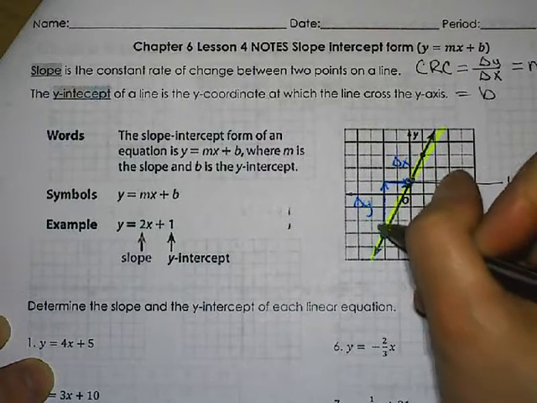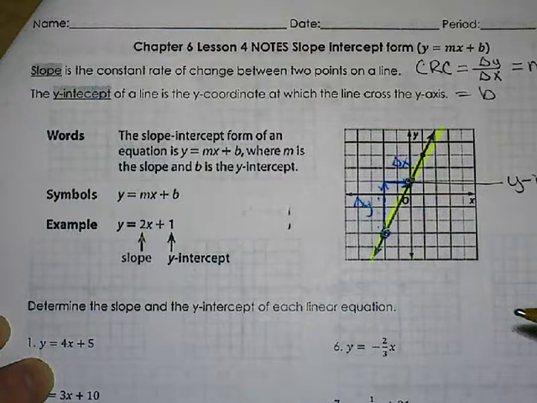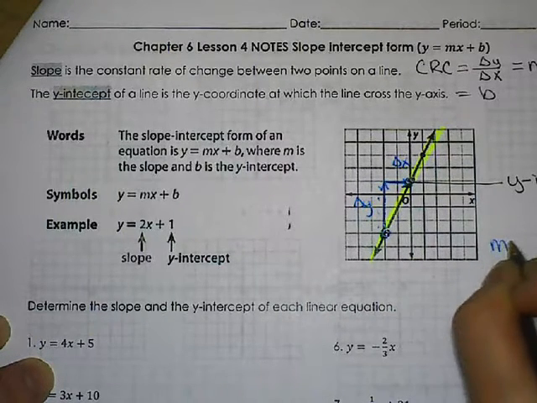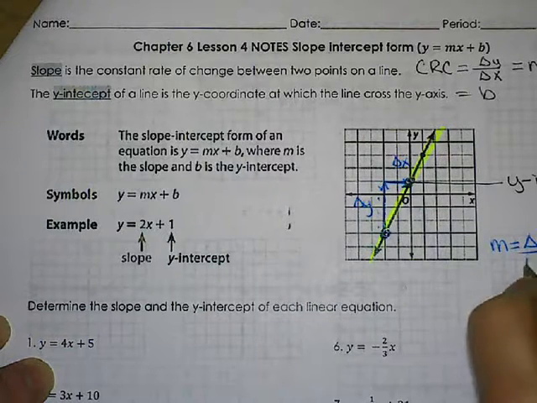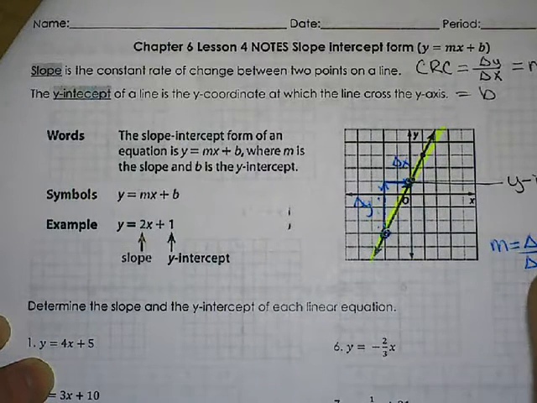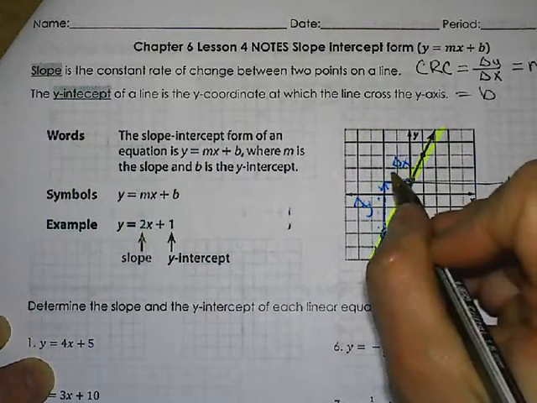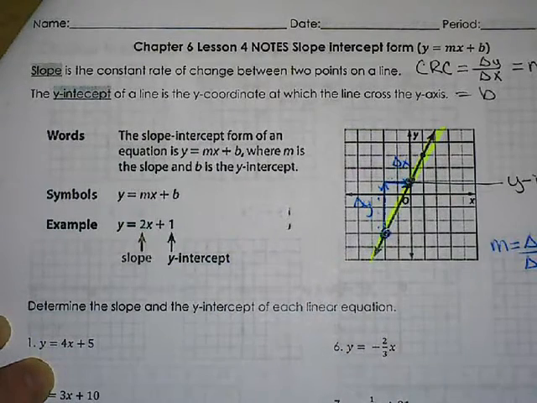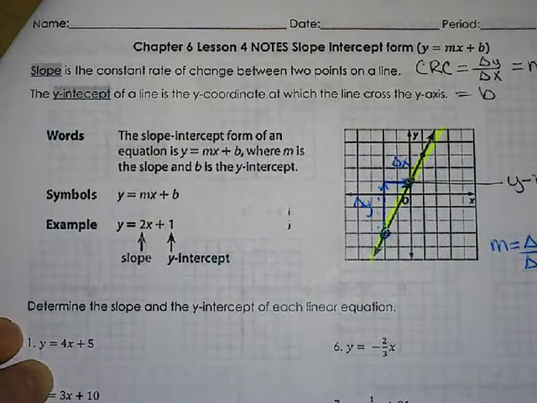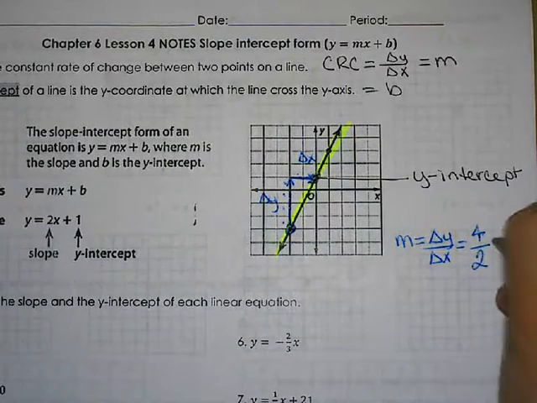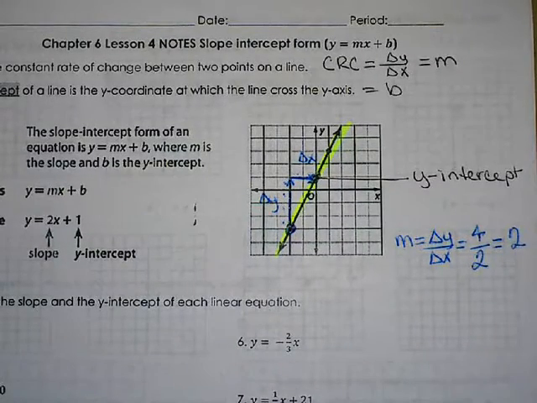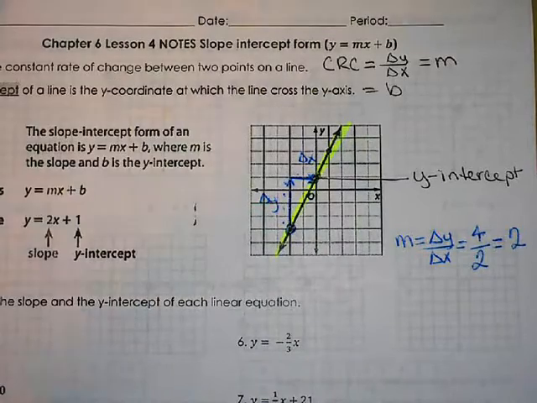The change in y is going up by 1, 2, 3, 4. The change in x is going by 1, 2. It is positive because it does go to the right. 4 divided by 2 is 2.